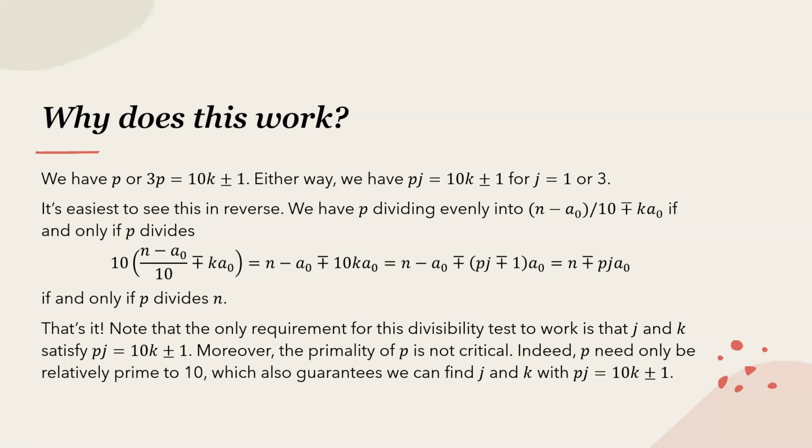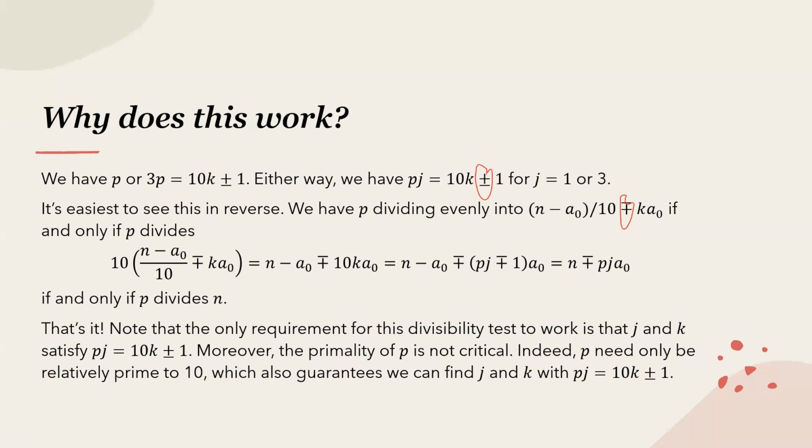P dividing evenly into this expression right here, which is the one I'm claiming is the test. This is basically saying truncate the ones digit and then subtract or add K times the last digit. Do the reverse of the sign: if it was plus 1, you subtract; if it was minus 1, you add. You see how I'm doing minus plus and plus minus here? That means do the opposite. If it's plus, you subtract. If it's minus, you add K times that ones digit.